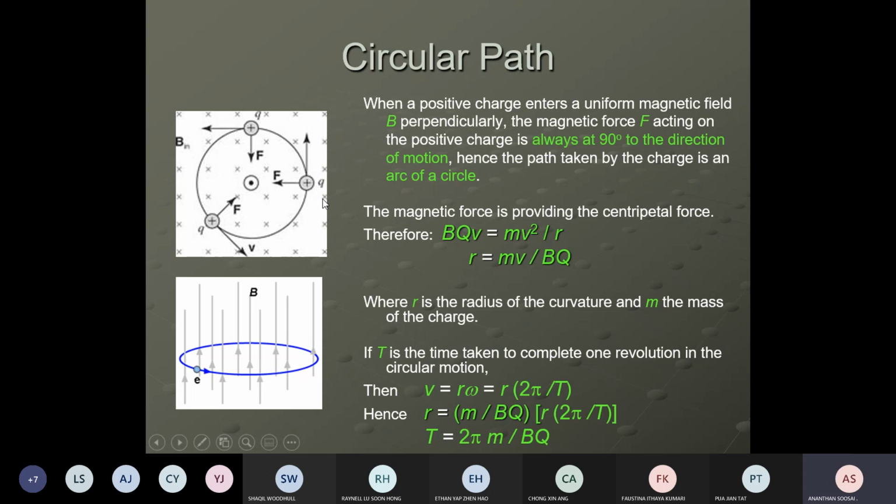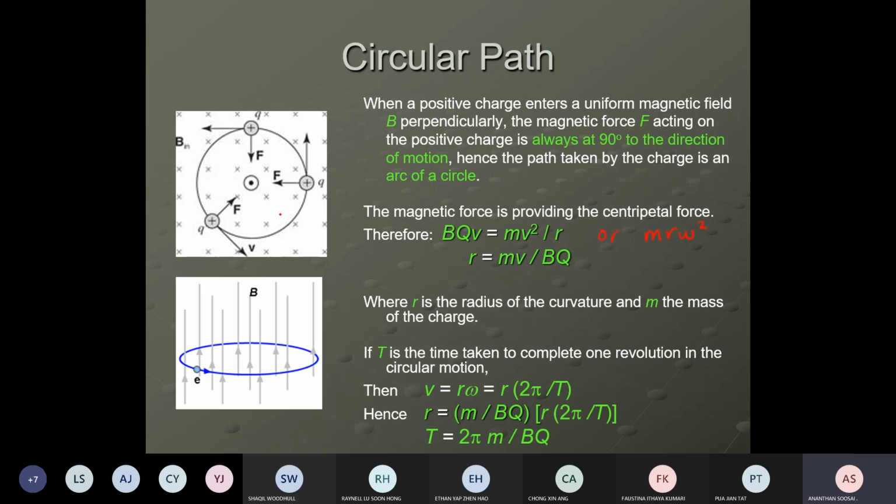Because the charged particle moves in a circular path, the magnetic force BqV provides the centripetal force mv squared over r. Recall back your circular motion. What is the centripetal force formula? You learned two, right? mv squared over r. Or what is another formula? mr omega squared, right? Circular motion.